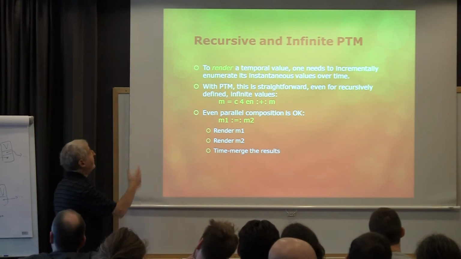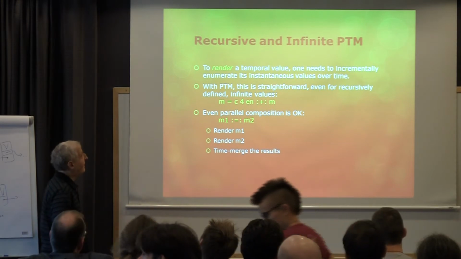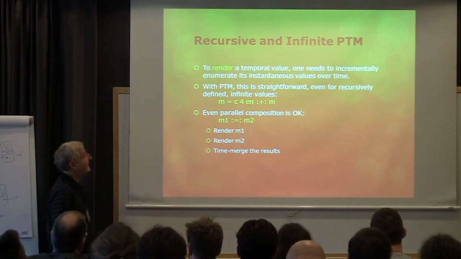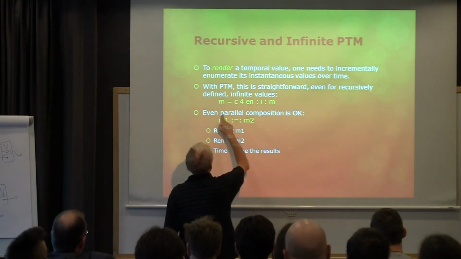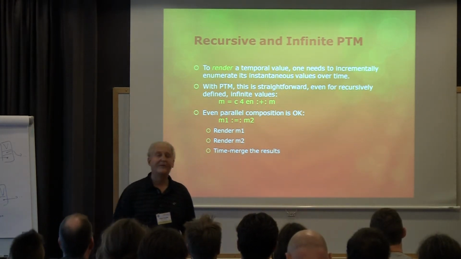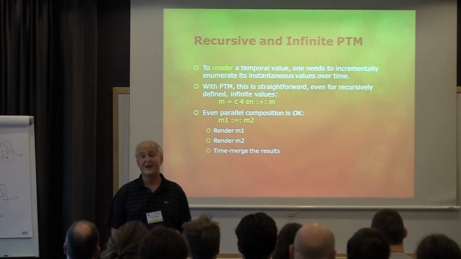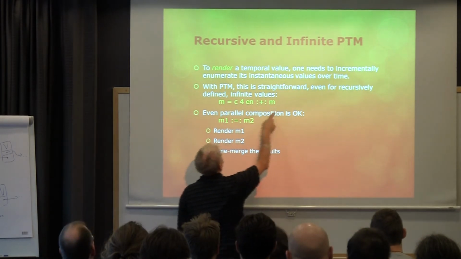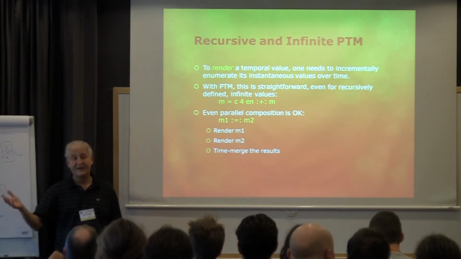So let's call that rendering. So we render a temporal value. We need to figure out what these things are. With polymorphic temporal media, it's actually very straightforward. So here's an example of a music value. This is C4 EN, the note C in the fourth octave as an eighth note. And it's followed by M, but M is this thing here. So we have this recursively defined infinite thing.